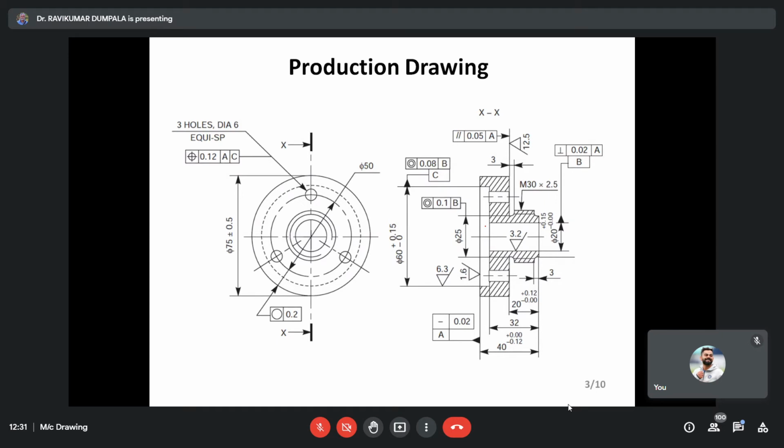So see, what you see here is 75 plus or minus 0.5. It means there is an allowable deviation on the given size. The outside diameter is just maybe a flange, so we don't bother much about it. So they give a huge tolerance, plus or minus 0.5. A 0.5 mm tolerance is very large, so you can produce it using simple rough turning.